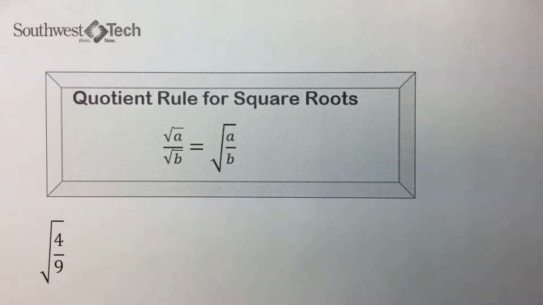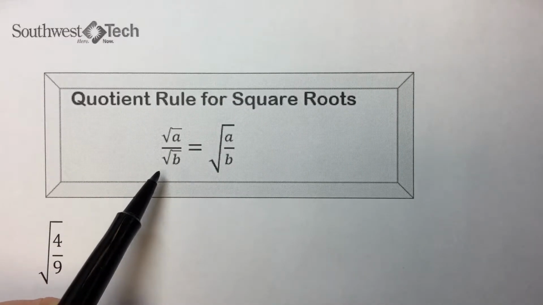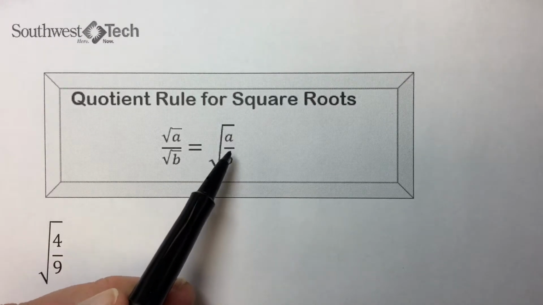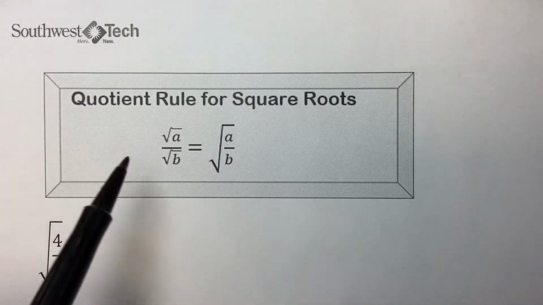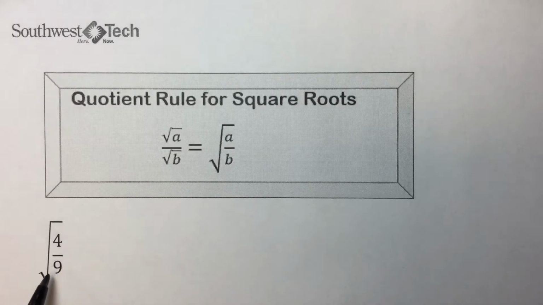The quotient rule for square roots states that for any real numbers, square root of a and square root of b, with square root of b not equal to 0, the quotient of two square roots is the same as the square root of the quotient. This rule can be used in either direction, and we'll illustrate that with this example here.